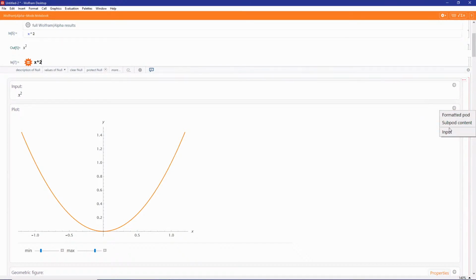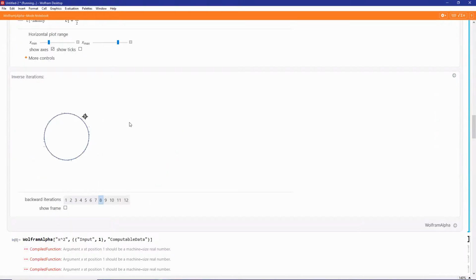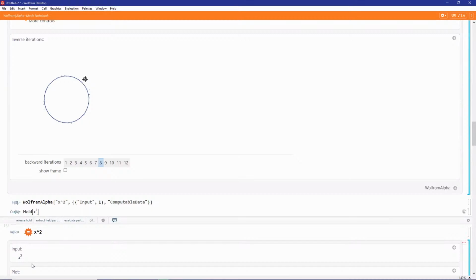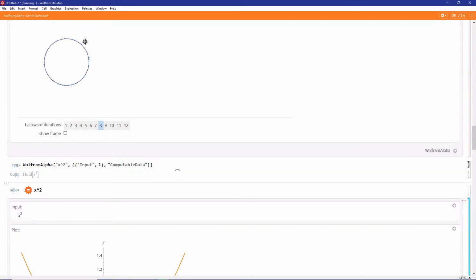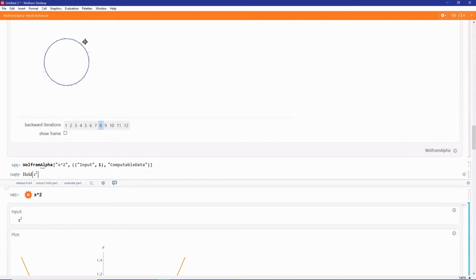So I want this, I want, I don't know, actually, I want to take this pod as computable data, this x squared. So then I'm going, oh, I want x squared. It's going to grab that x squared out of it for me. So now it's x squared.